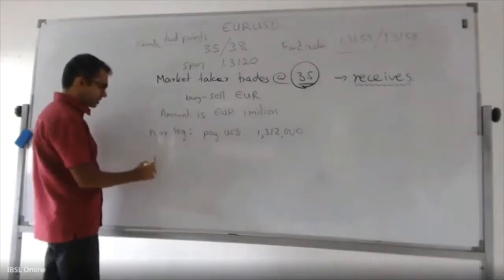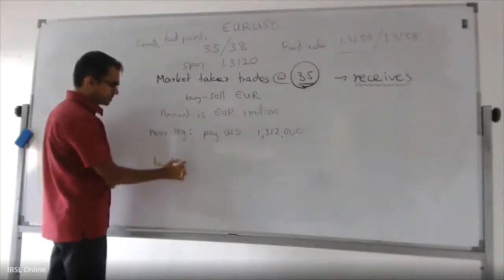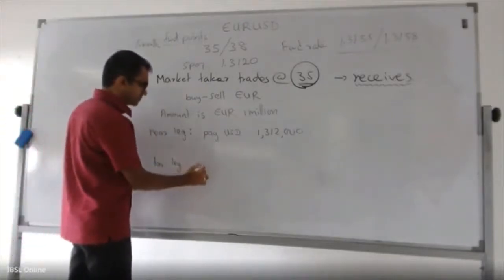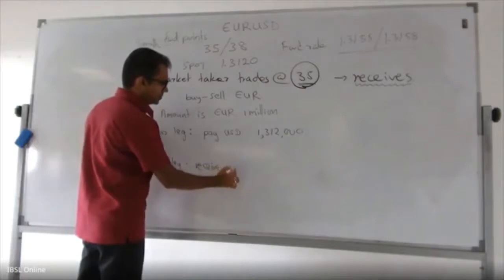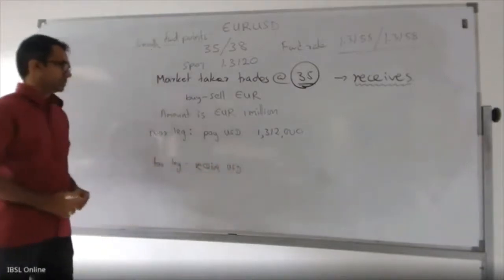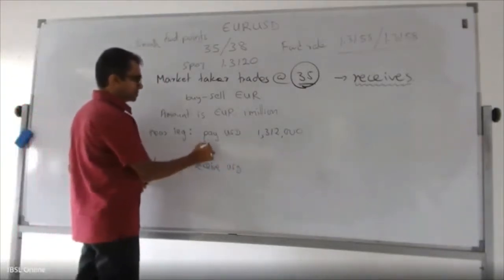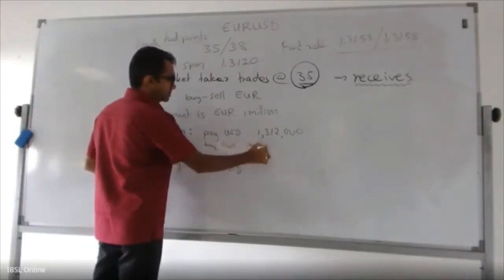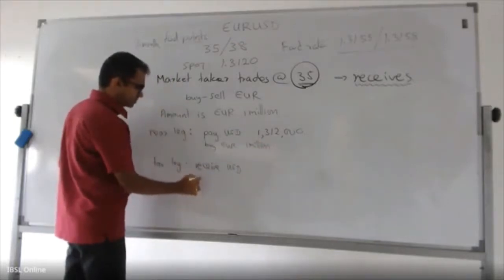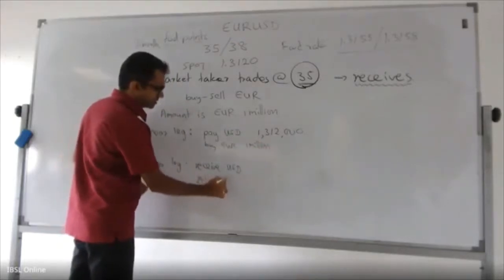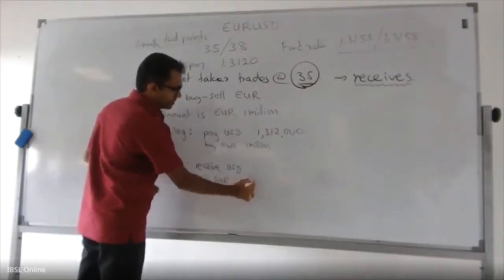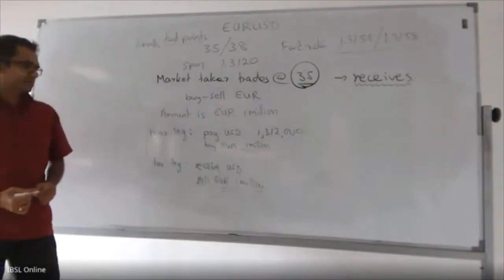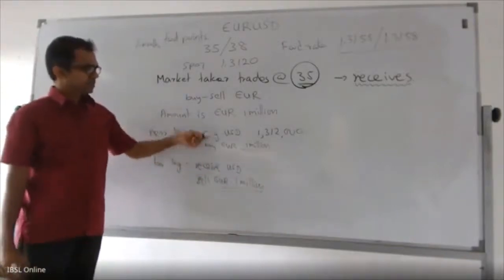Then in the far leg, you sell euro. Then you receive dollars. Here you buy euro 1 million, and here you sell euro 1 million. The quantity is same in the base currency. The difference comes in the dollar amount.